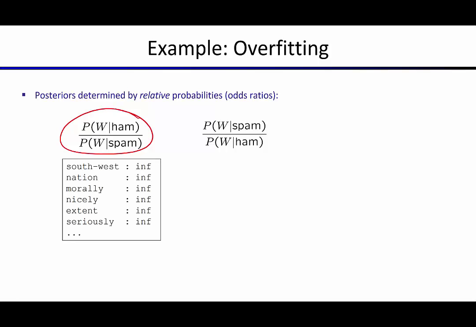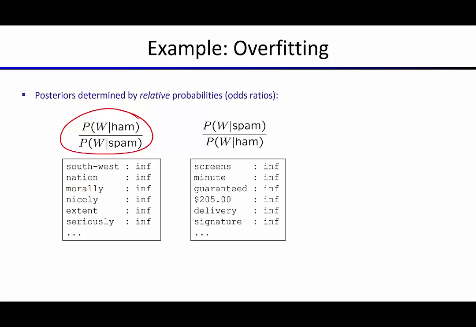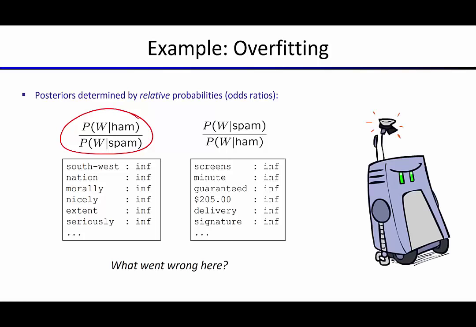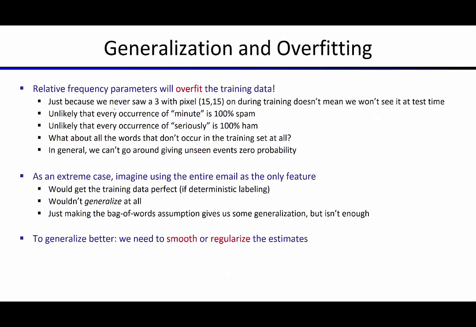For ham, apparently Southwest, Nation, Morally, Nicely, Extend, Seriously all have an infinite odds ratio, meaning they never appeared in the spam data set. And so now whenever those words appear, if you naively use counts, you end up always being in favor of ham, other way around here. So clearly we want to avoid this kind of extreme overfitting. So we don't want this. We don't want zero probabilities. In general, we don't want overfitting.